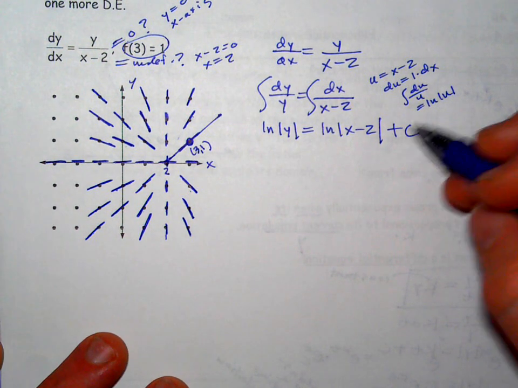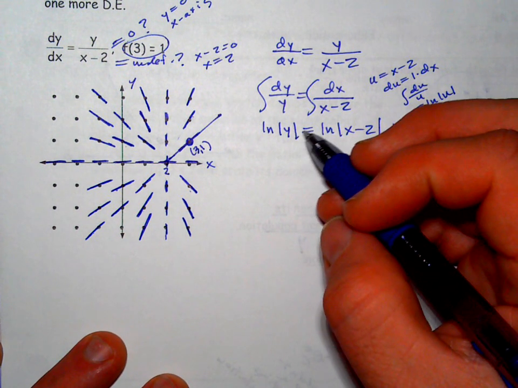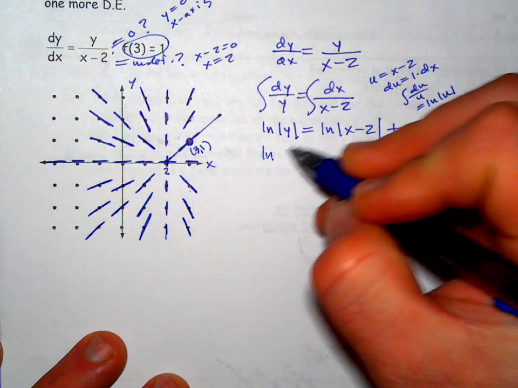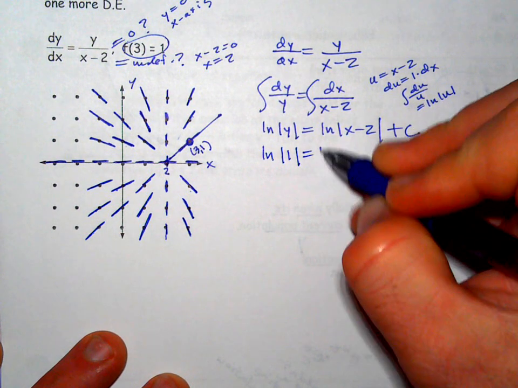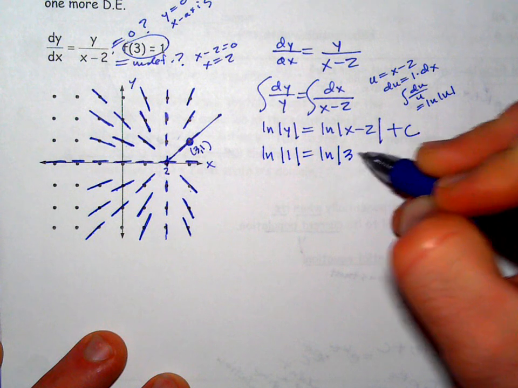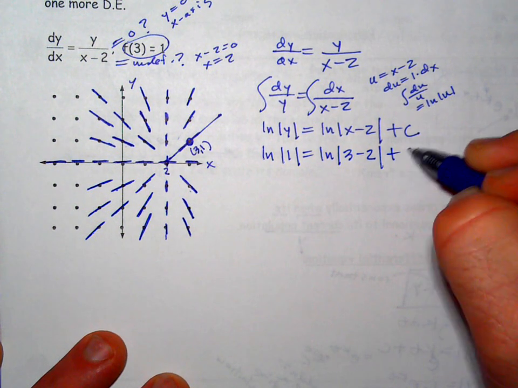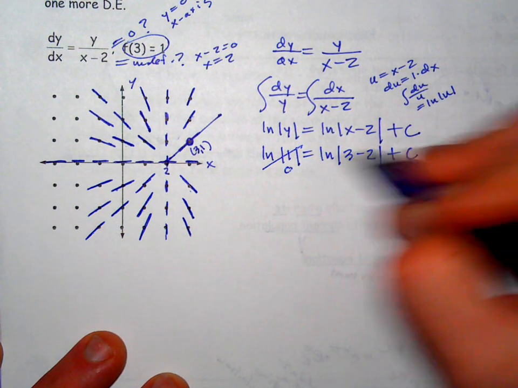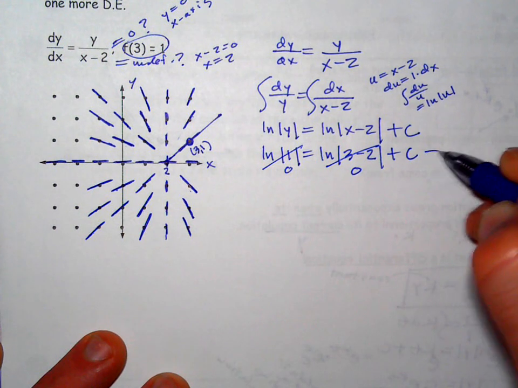Let's find the c value now. I just feel like that's going to be the easiest. So we're going to plug in 1 for the y value and 3 for the x value. And we get natural log of 1, which is 0. We get natural log of 1, which is 0. So c equals 0.